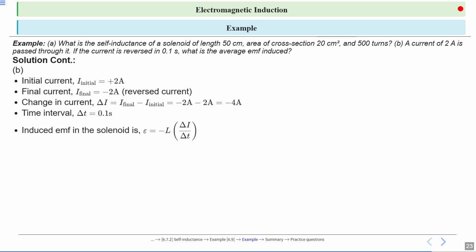Now the induced EMF in the solenoid will be epsilon equal to minus L. Why is it not di by dt? Because there is a large amount of change in 0.1 second.